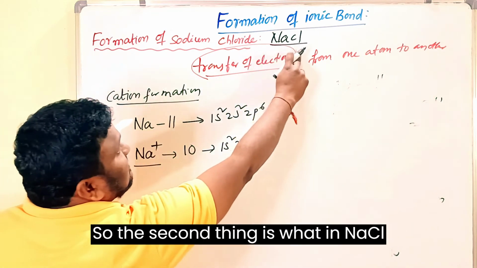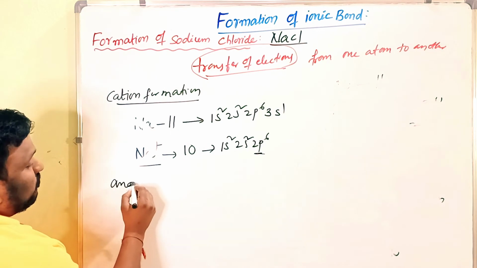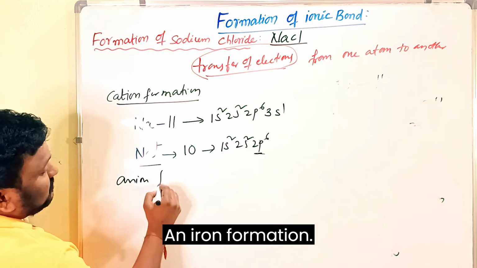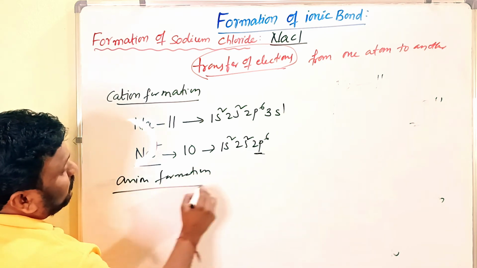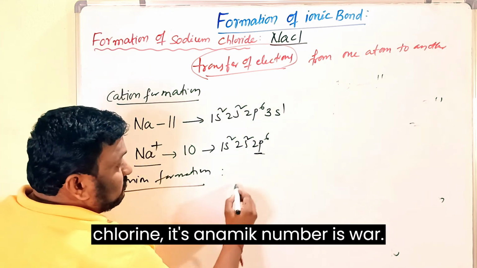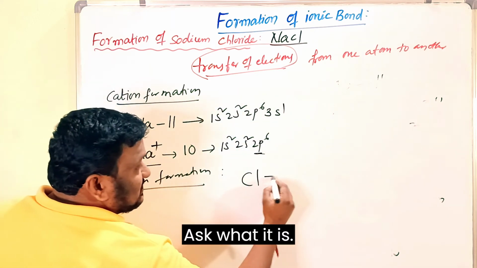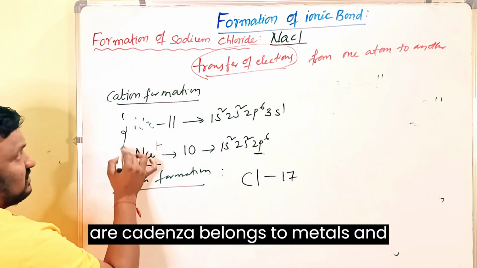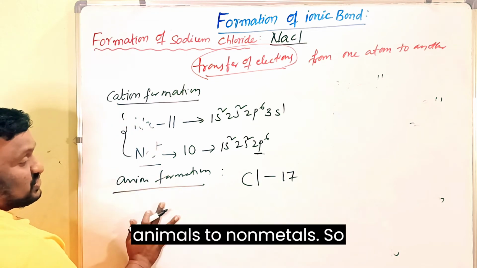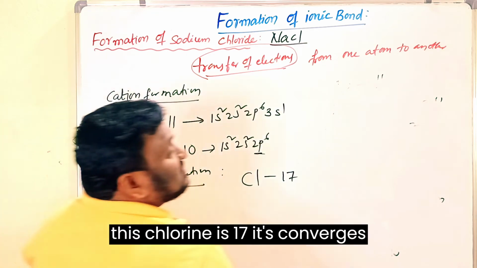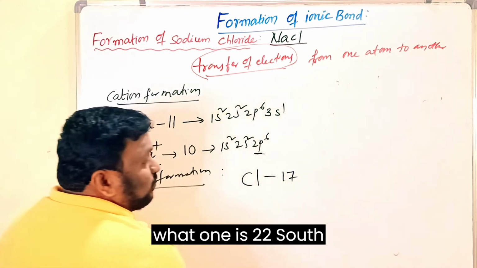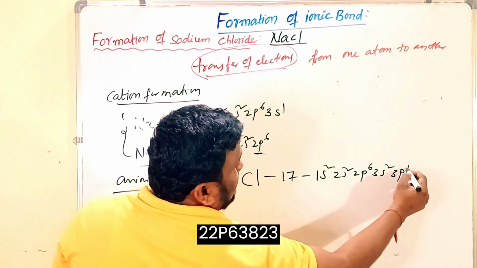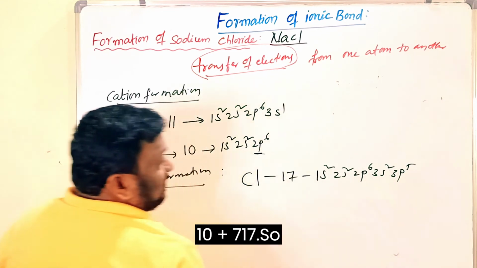So the second thing is what? In NaCl, chlorine. So anion formation. Clear, children? So what we know, chlorine, its atomic number is what? 17. So I already told you these cations belong to metals and anions belong to non-metals. So this chlorine is 17. Its configuration is what? 1s2, 2s2, 2p6, 3s2, 3p5. So 10 plus 7, 17.